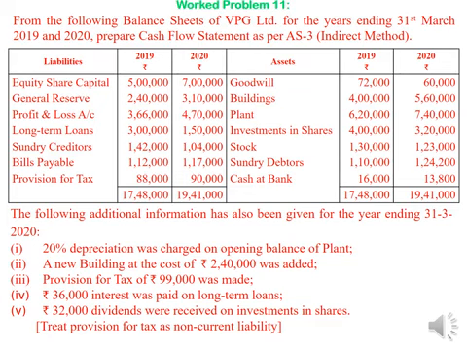Plant is given, so depreciation has been charged, information is given. Investment in shares of other companies 4 lakh to 3,20,000 is decreasing. Then stock amount is decreasing, sundry debtors increasing, cash at bank decreasing. So let us try to solve this problem. 20% depreciation was charged on opening balance of plant. New building at the cost of 2,40,000 was added during the year. Provision for tax already stated. 36,000 interest was paid on long-term loans is given, extra item. 32,000 dividends were received on investments in shares.